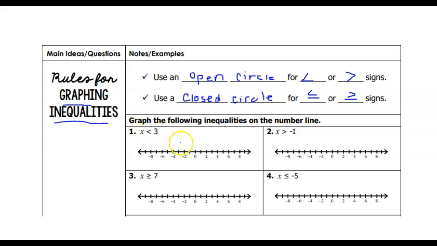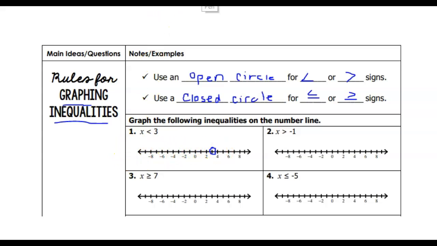What I'm going to do is go to 3 and then look at the sign. Notice this sign, guys, is a less than sign. So I'm going to use the open circle. I go to 3, which is here. There's 2, 3 is here. I'm going to put an open circle at 3. And then I'm going to shade all of the values to the left.